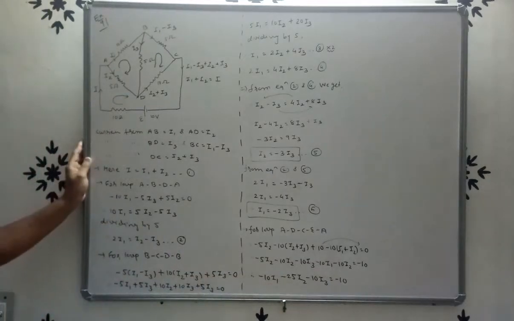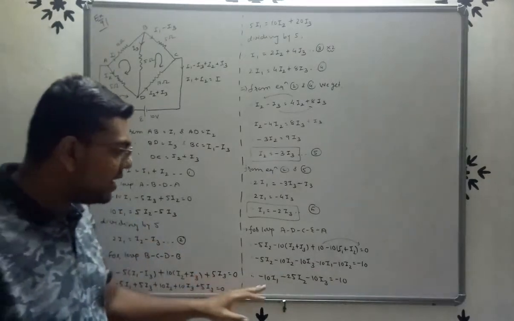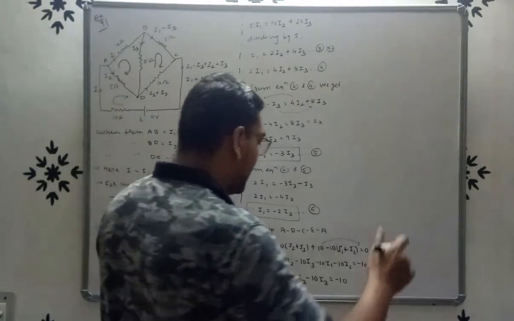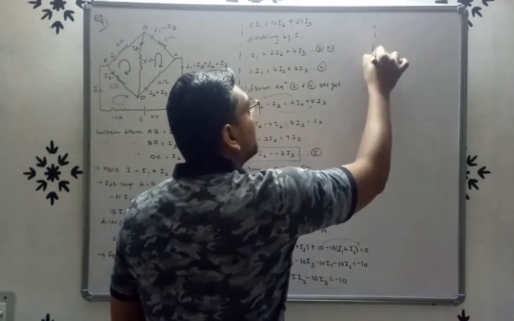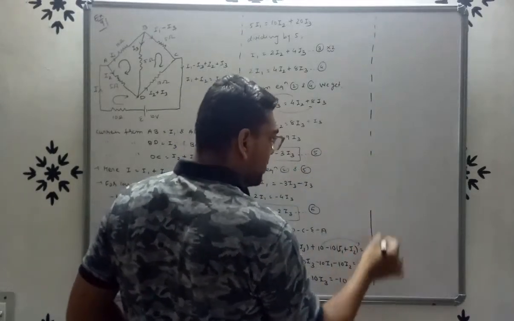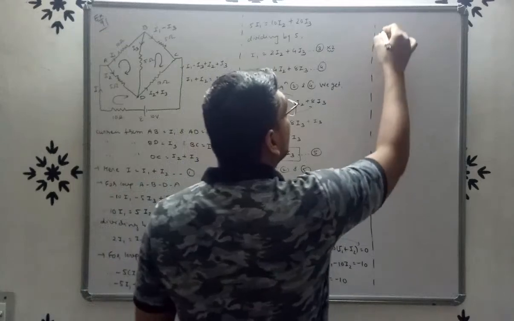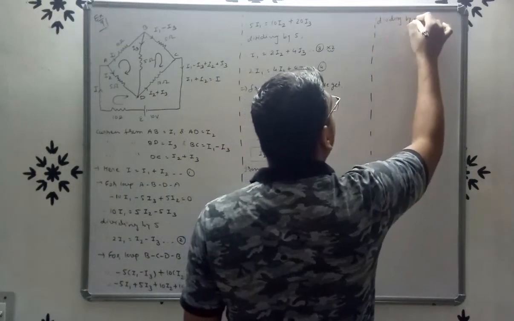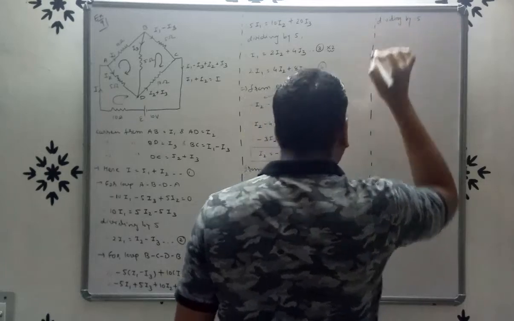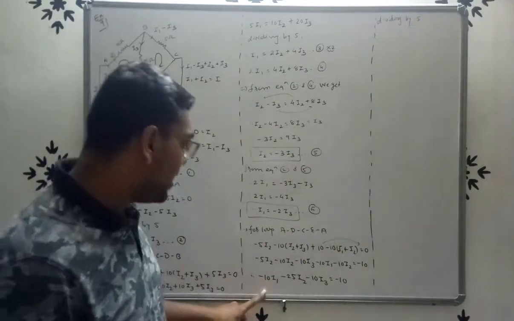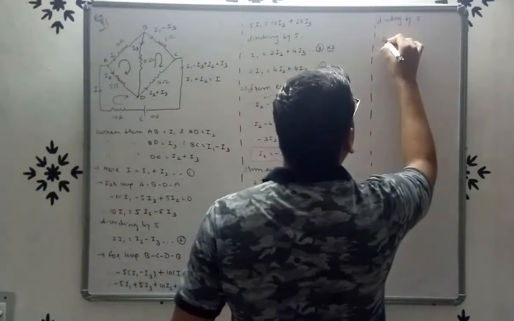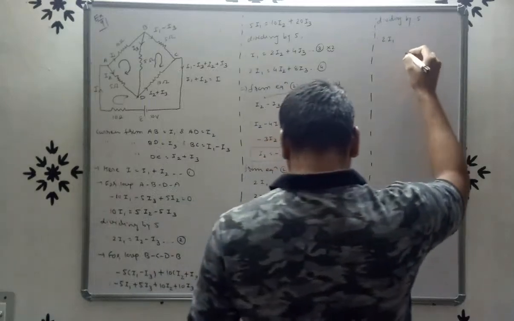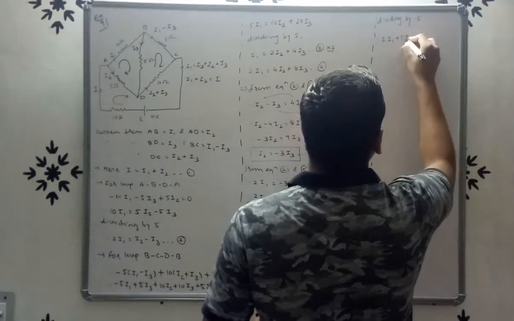Right? Now here we divide this equation by minus 5. So dividing by minus 5, what we get? Minus 10 upon minus 5, that is 2I1. Minus 25 upon 5, that is plus 5I2.